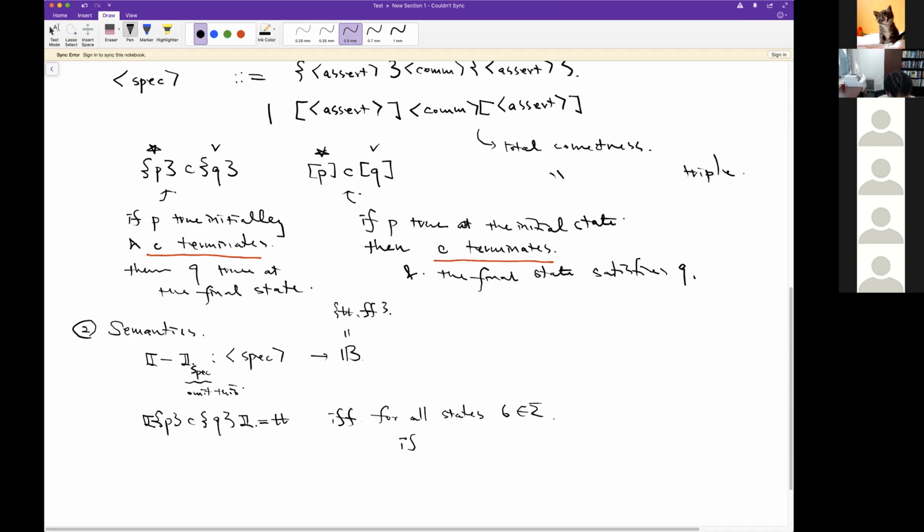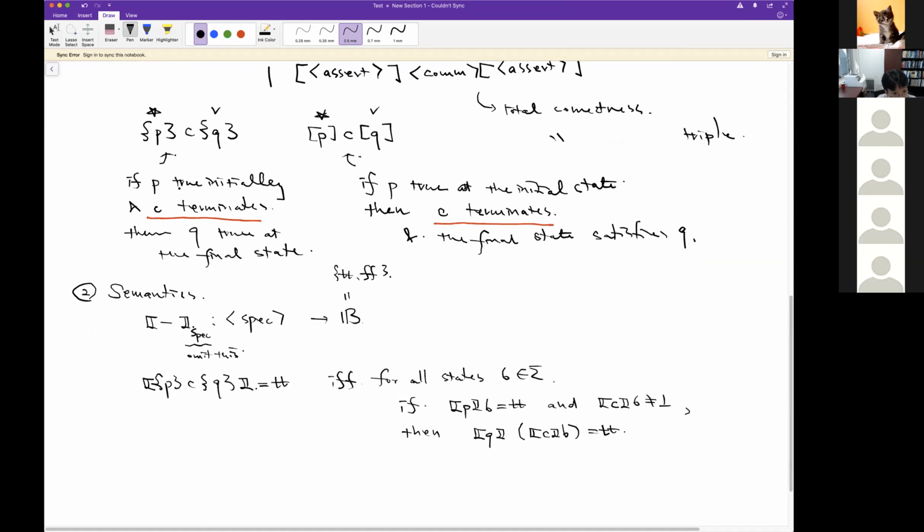if the precondition is true under this state, so state sigma is the initial state, and the program terminates, it's not equal to bottom, then the postcondition has to be true under the final state. So this is exactly the formalization of the informal meaning that I explained to you.